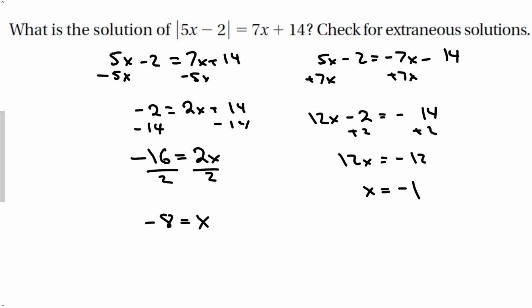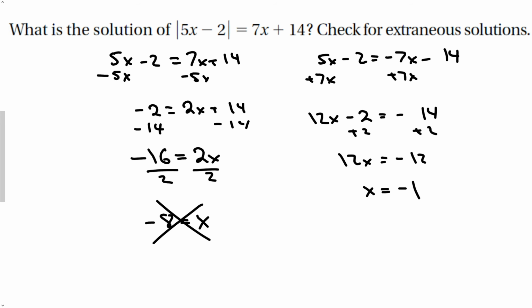All right, let's see which one of these works. I'm just going to check the right-hand side first. So negative 8 times 7 is negative 56. So this is a negative. So this is not going to work. We cannot have the absolute value equal to a negative. The right-hand side can't be a negative.